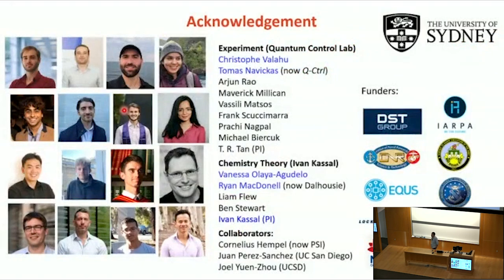This is our team. We are a theory-experimental team. I'm a hardware guy, so I run the physics experiment. We also collaborate with quantum chemists led by Professor Ivan Kassar, who is also at the University of Sydney. And we also work with Ryan McDonald, who is somewhere in the audience over there. He was with us in Sydney and did a lot of the theory work, the theory framework for the things that I'm talking about today, but he has now started his own group at Dalhousie University in Canada. We also work with Cornelius Hamper at PSI in Switzerland, as well as Juan and Joel from UC San Diego.